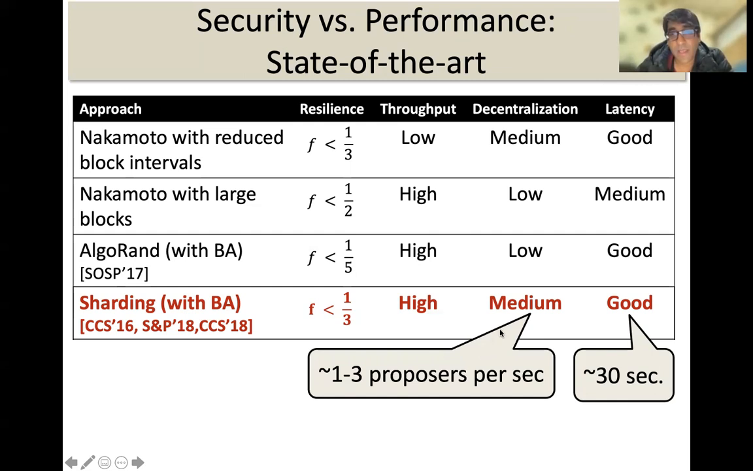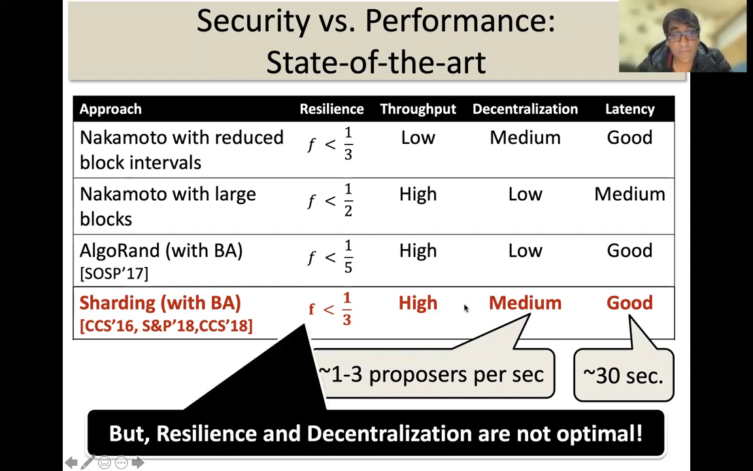Decentralization is okay. There are about 1 to 3 proposals per second, which is a lot better than Bitcoin. This is several thousand times better compared to what Bitcoin does, so it's definitely better than that. But resilience was still not close to half, which is what Nakamoto consensus can do for you.